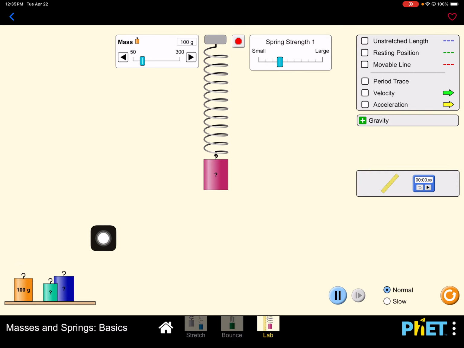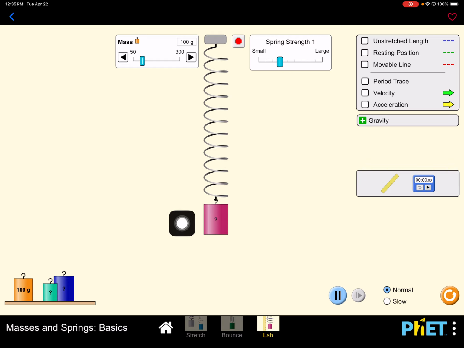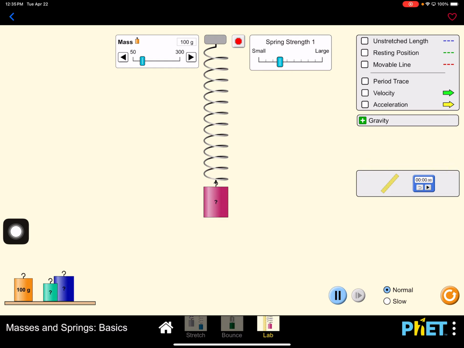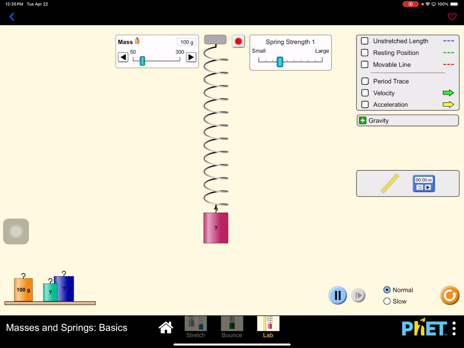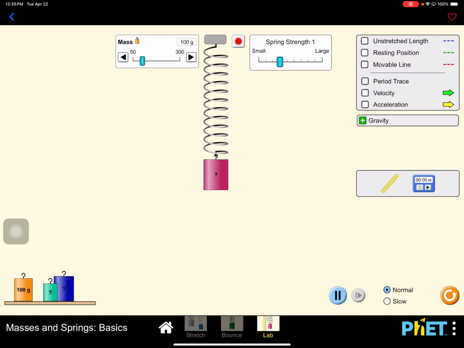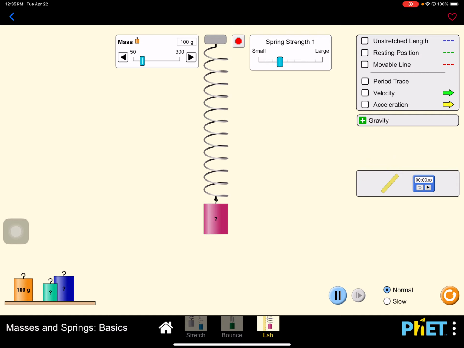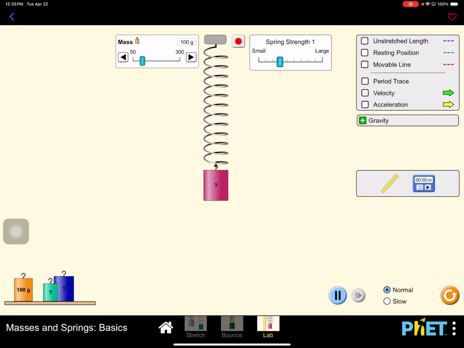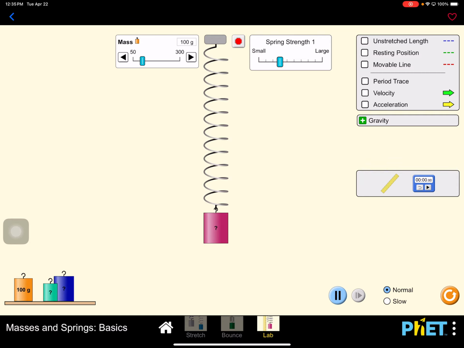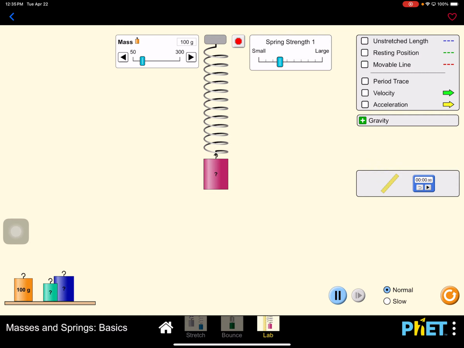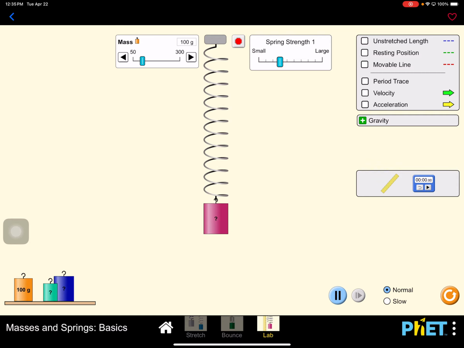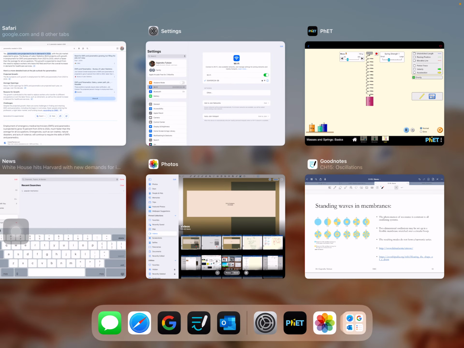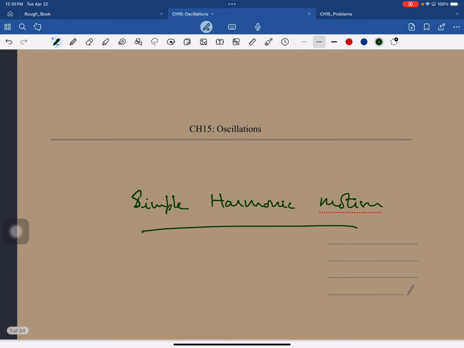Now let's answer a couple of obvious questions. What if I make the mass heavier? What will happen to the period? The period would increase as well. All right, what if I make this spring stiffer? Shorter period. So those are two obvious things. We'll learn all of that. This motion is called simple harmonic motion, and that's what we're going to study.